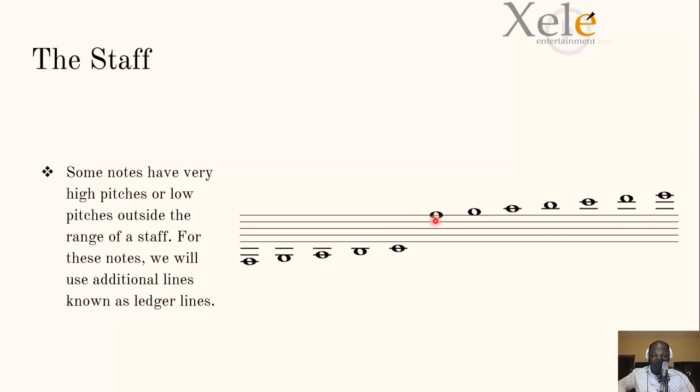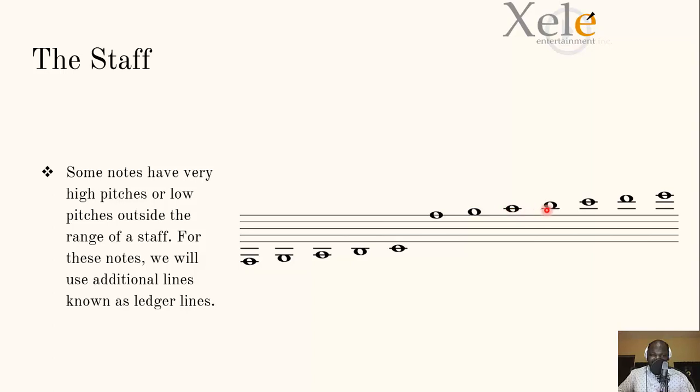Now, you see this note right here, it has a very high pitch. That's why it's high up on the staff. And this one is higher. And you see this one is even higher, and you see a very short line running through it. That line is a ledger line. It's the same line that goes on like that, just that it's a broken line.